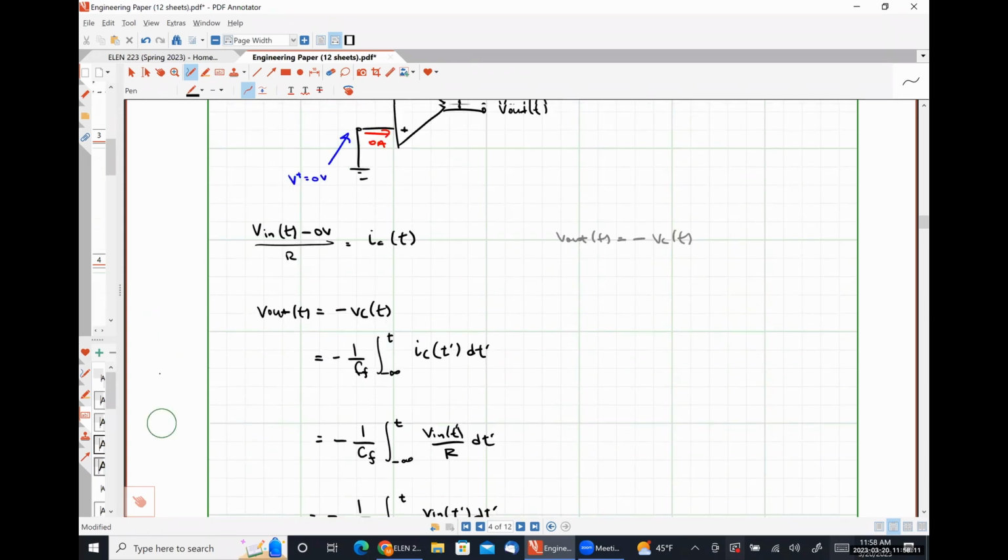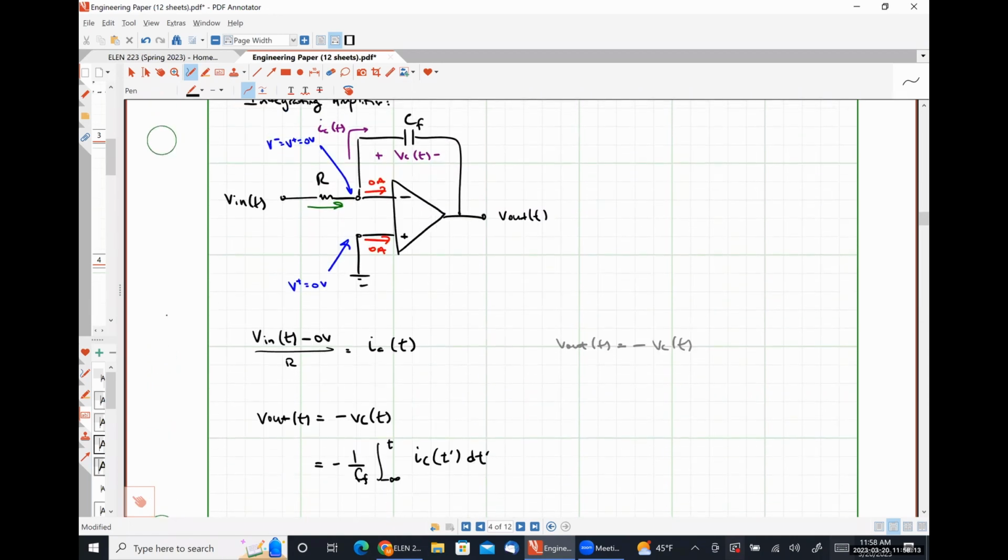Now, in practice, this integrator circuit is usually slightly modified from this. The math works out effectively the same, but there would be a resistor in parallel with that capacitor CF. And the purpose of that resistor in parallel with that capacitor means that our initial condition on the system will always be that our capacitor voltage starts at 0, because we're giving it something to discharge to.